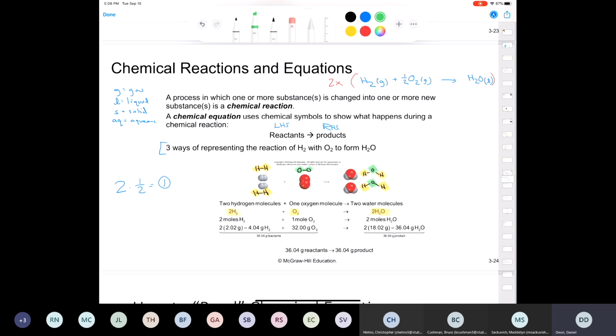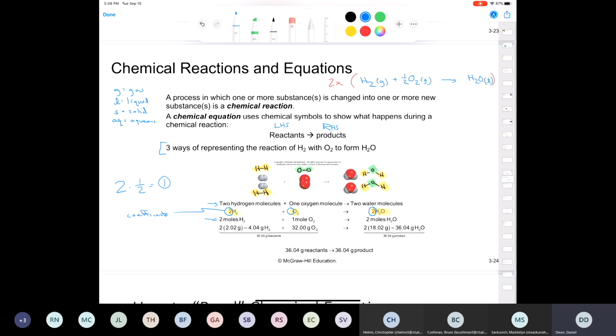Now, how would you describe this reaction to a friend or a colleague or a reader? There's a couple of ways. You could say 2 hydrogen molecules plus 1 oxygen molecule gives you 2 water molecules. That perfectly works. You could also think about this in terms of moles, the numbers that are in front in the balanced equation. Here we have the number 2. Here we have no number, which implies the number 1, and here we have the number 2. We call these coefficients, okay?